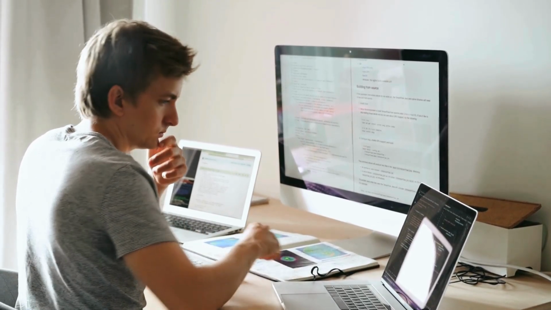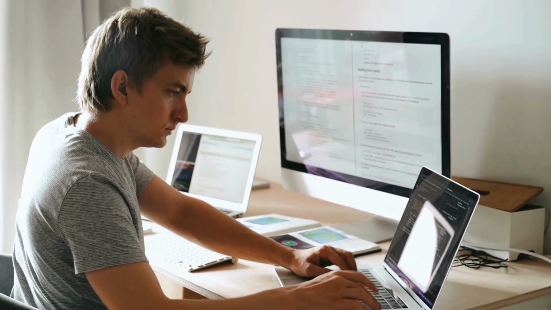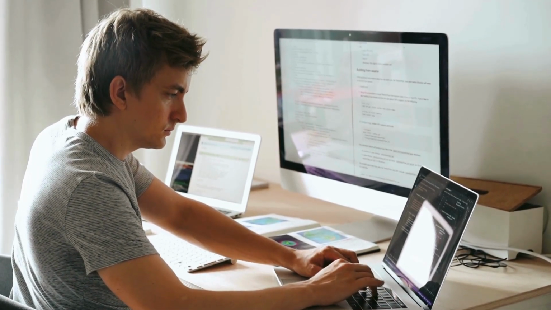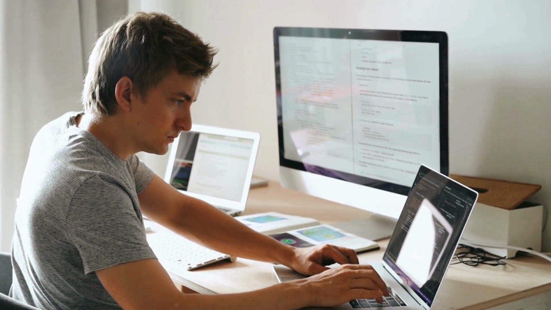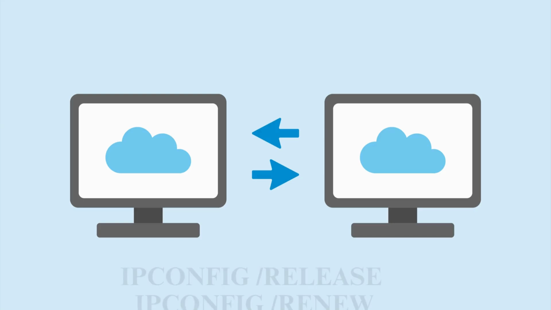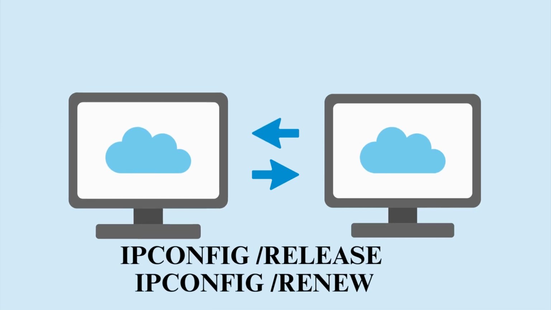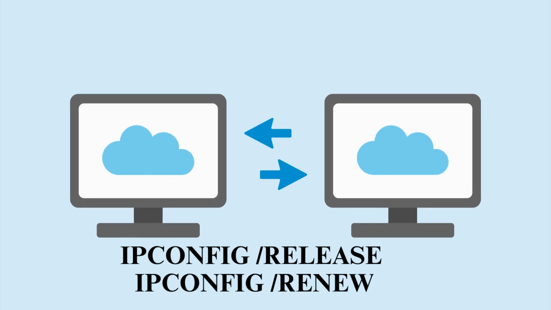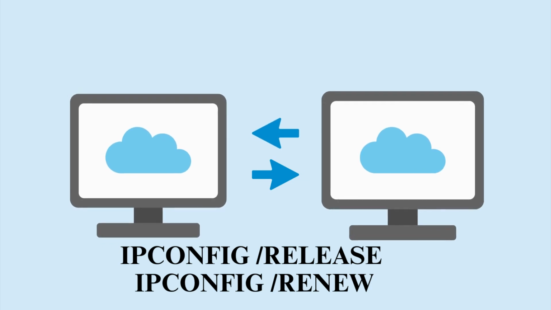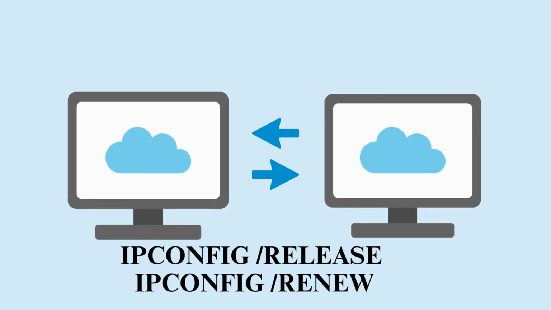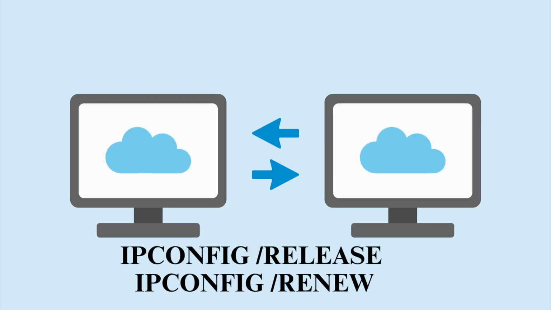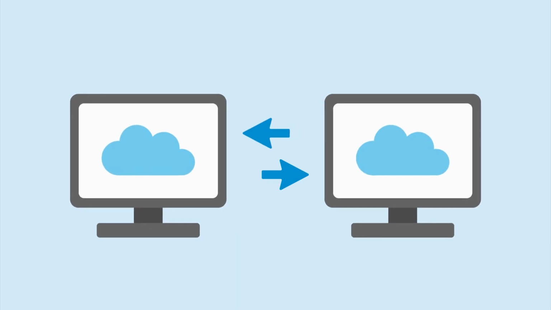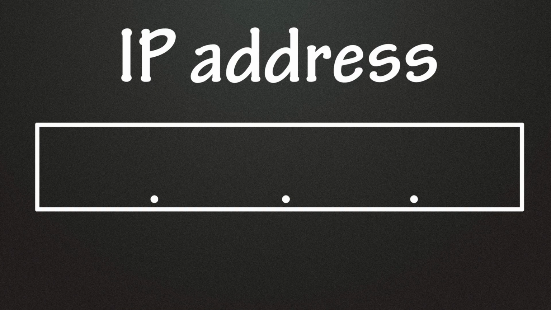Restart your router and computer. This basic step solves it for many users. Restart your router and PC to clear temporary settings or conflicts. Release and renew IP address. On Windows, open Command Prompt as administrator and run ipconfig /release, ipconfig /renew. This refreshes your IP settings and forces your device to get a new address from the router.